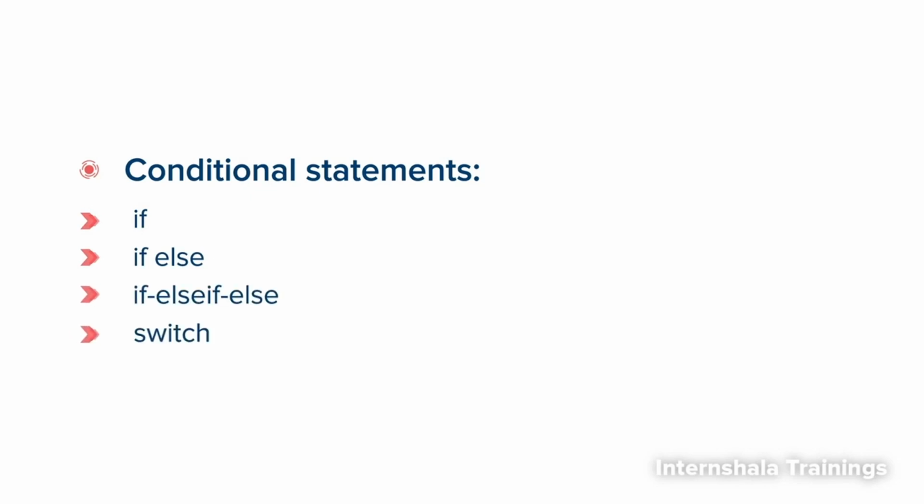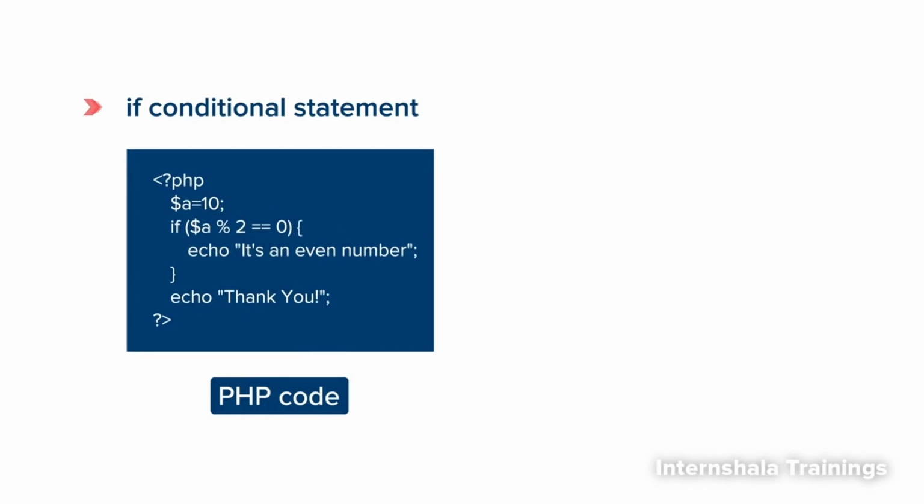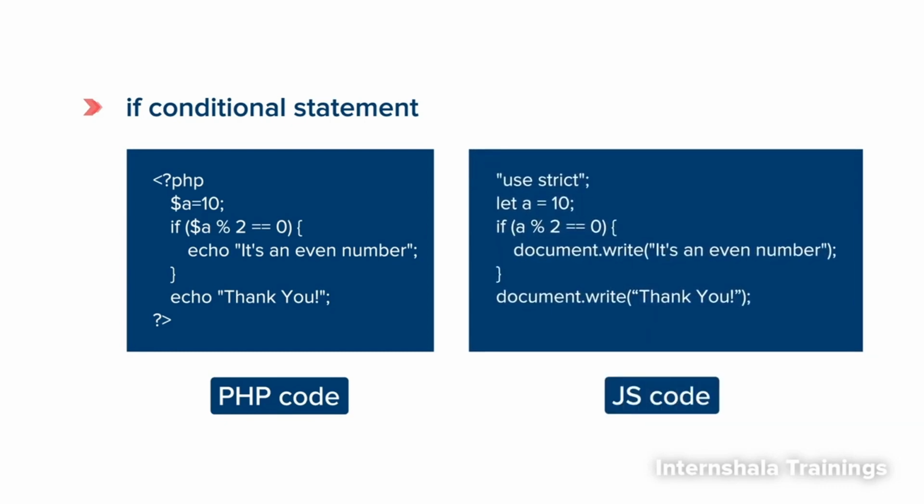In JavaScript, we also have these conditional statements. And interestingly, all the conditional statements work in a similar way as in PHP. If we talk about the if statement in PHP, we have used this code to print even number if the remainder comes out to be 0. And if we write the same code in JavaScript, it will look like this.